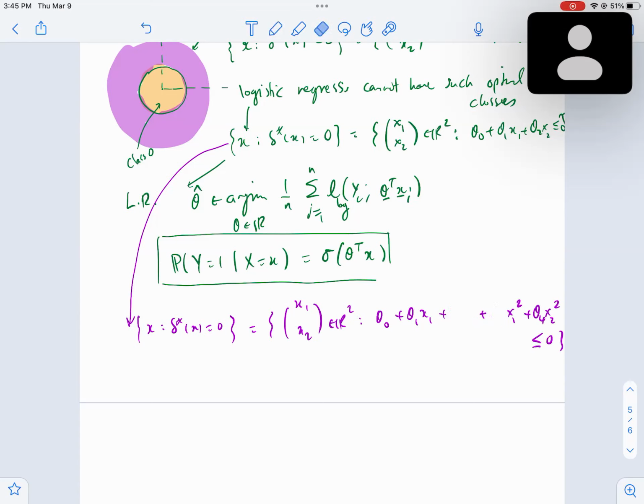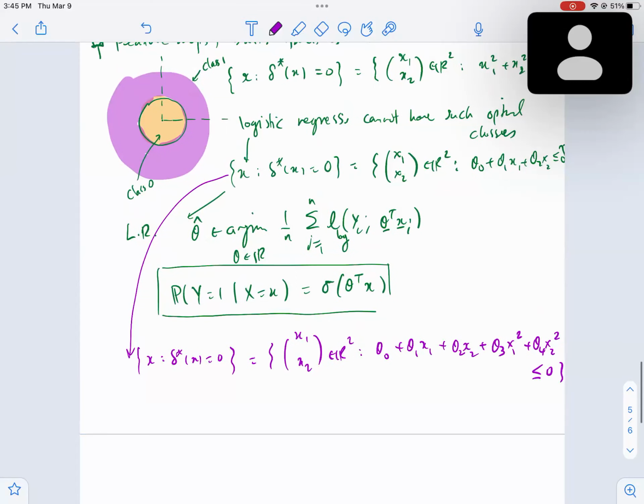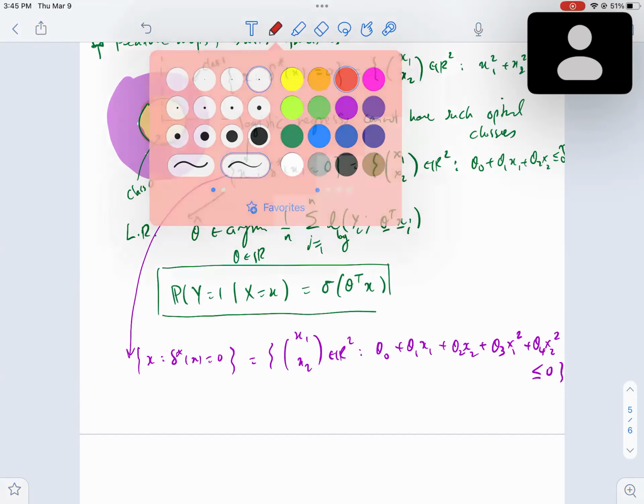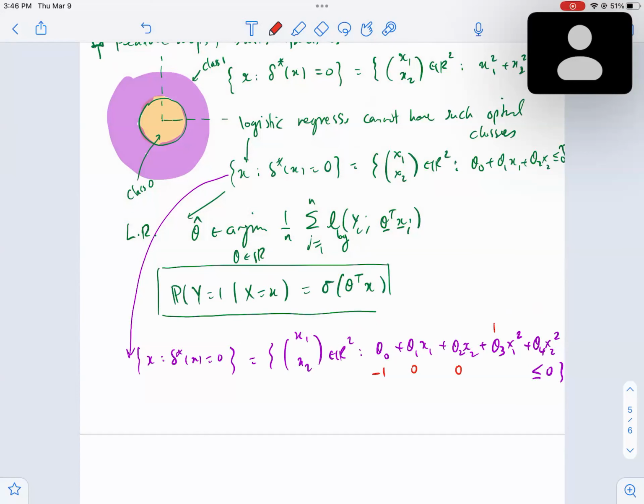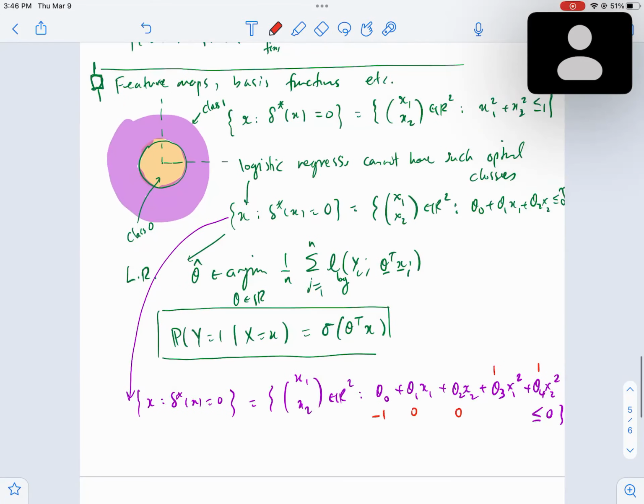Then such a family of parametric models would be able to achieve what I want, because there is a set of parameters: I can take theta naught to be -1, these to be 0, and these to be 1, and you can see that would give me the circle that I want. So I just want a model such that the decision function, when I evaluate for class 1, looks like this. That's a good step. Now can I modify logistic regression in a way that achieves that?